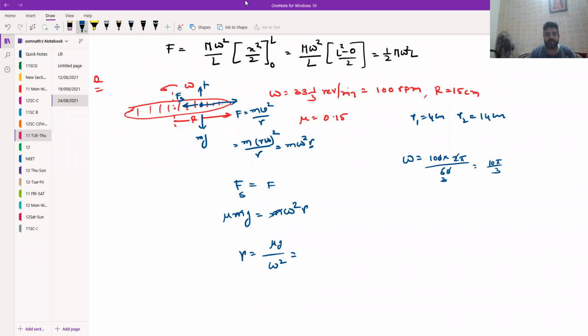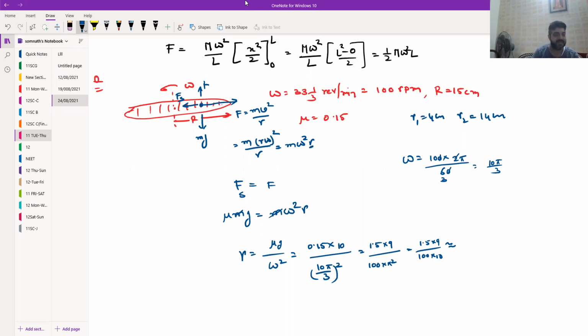So I can solve it by two methods. One, I can take mu as 0.15 and g as 10. If no calculator is allowed, then I take 10 pi by 3 whole square, and write 1.5 into 9 by 100 into pi square, and the value of pi square is about 10. You can calculate this part easily.